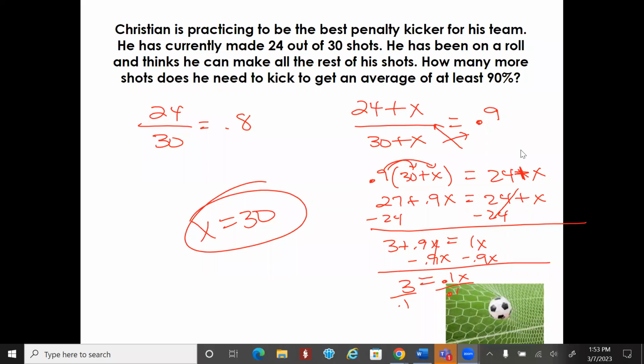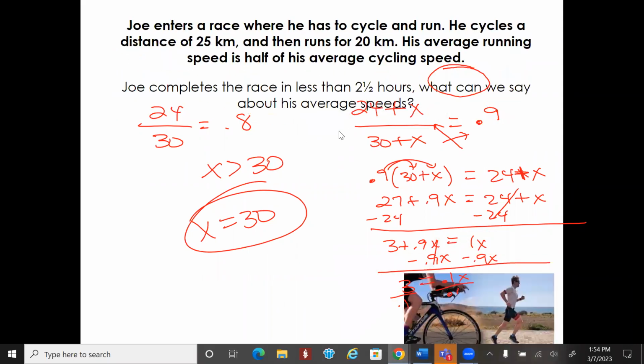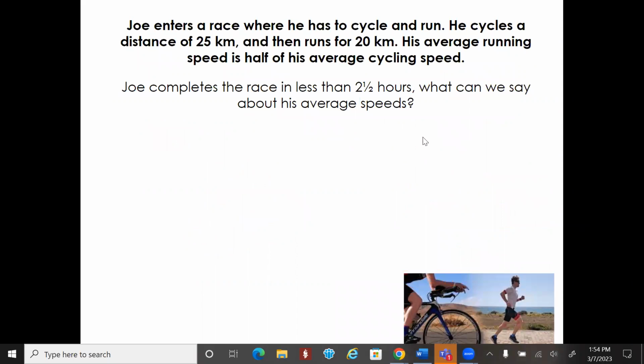We need to make sure that you notice, though, is that this is actually dealing with an inequality, and it says at least 90%. So that means that he can make more than 30, right? Okay. So come back in here. We're going to look at one more. I haven't done this one yet, so we're going to learn together. Go ahead and take a moment, write down any of the important parts, and then let's talk through it.